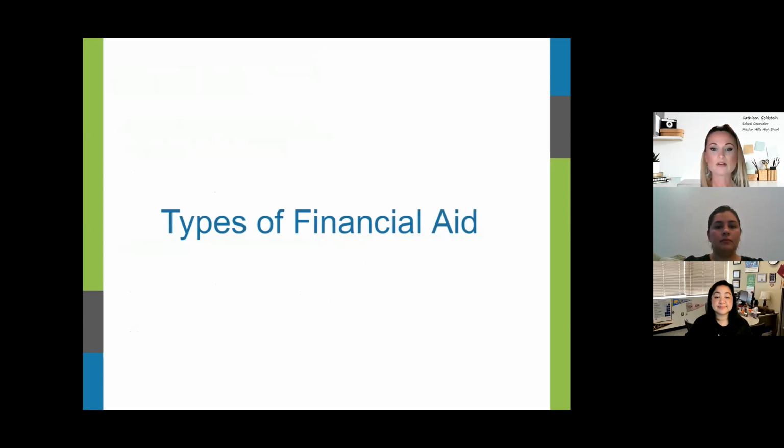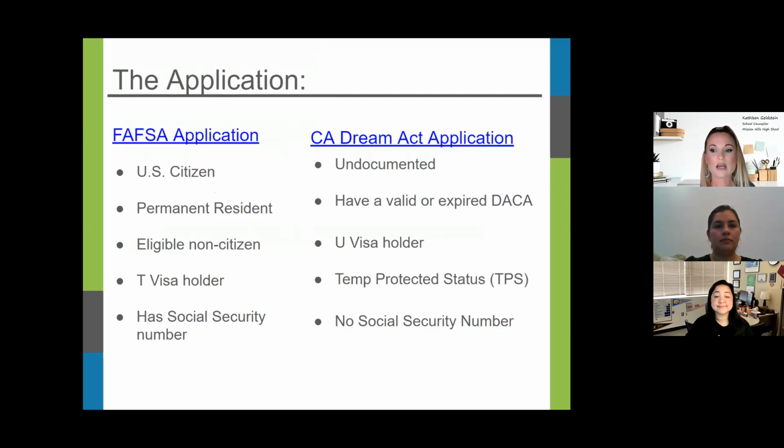So first, we're going to cover the different types of financial aid. And before we dive into that, I think it's important to understand a little bit about the application process. So the application you'll be completing in the fall, and you're going to be completing one application. You're either going to be submitting the FAFSA, which is the free application for federal student aid, or the California DREAM Act application, also referred to as CADA. And so you can look on these two lists to determine which application would be appropriate for you.